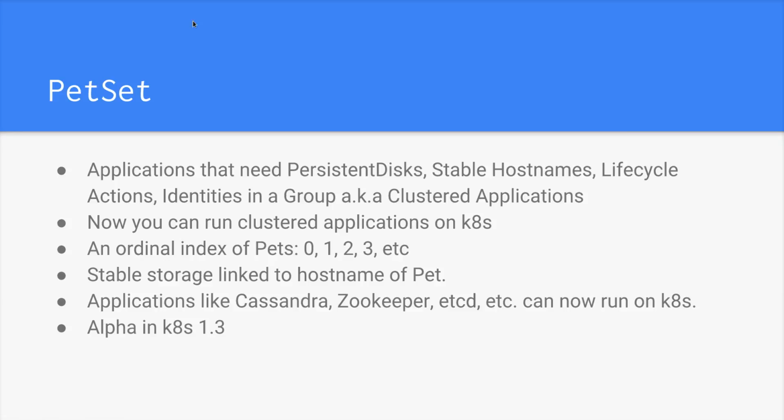So this is called PetSet because suppose you have pets of different colors like black, green, and white, and suddenly the white pet runs away, so you can replace it with another white pet and nobody will notice. But if you keep on replacing it with a brown or black pet, then people will notice that. So this is for applications like Cassandra, Zookeeper, etcd. They can now run on Kubernetes without any problem, and this is alpha in Kubernetes as of now. So let's see how to run PetSet.